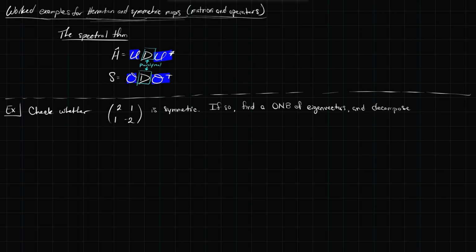Decompose is another word. It's broader than diagonalization. It's any time you represent one matrix as a product of other matrices. We'll say decompose S equals O D O transpose, where O is orthogonal. So let's do it.